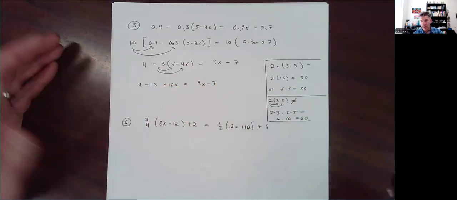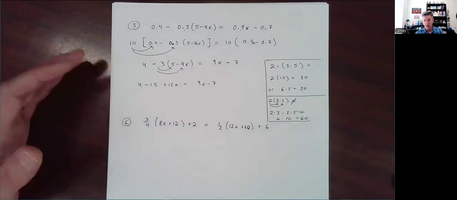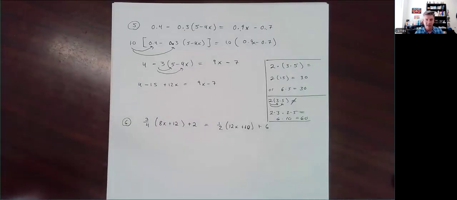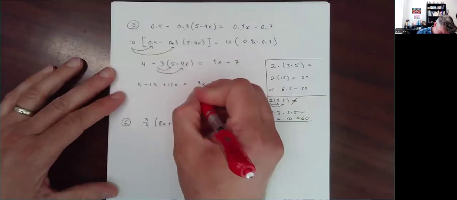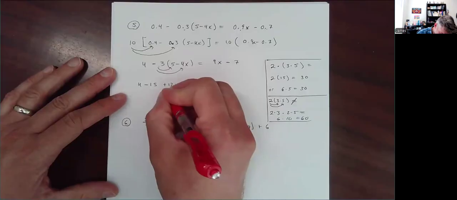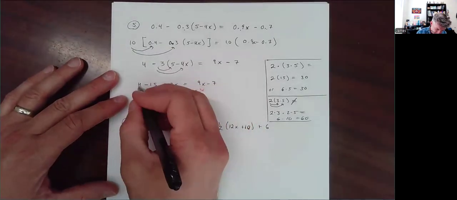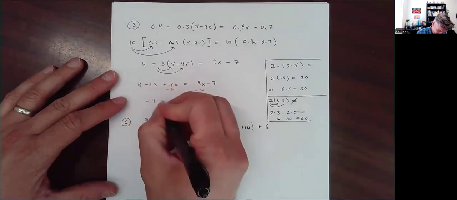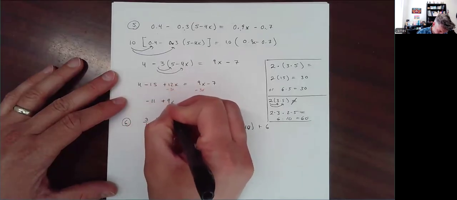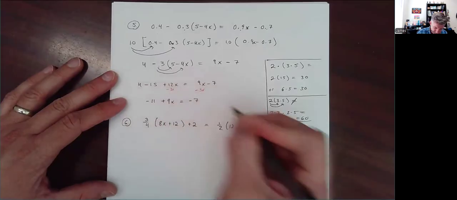I have x's and not x's. Usually I collect the x's on one side, the not on the other. And if I have a choice, I'm going to try and collect the x's on the side that gives them the positive coefficient. So I'm going to subtract 3x from both sides to get, let's see, 4 minus 15 is negative 11 plus 9x equal to negative 7.